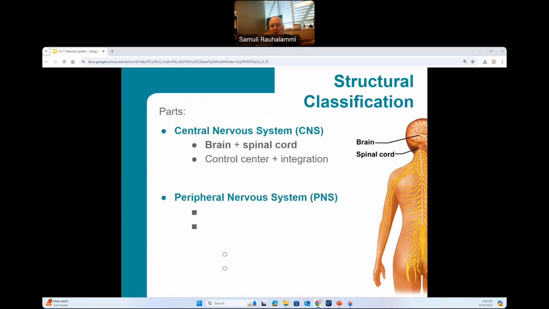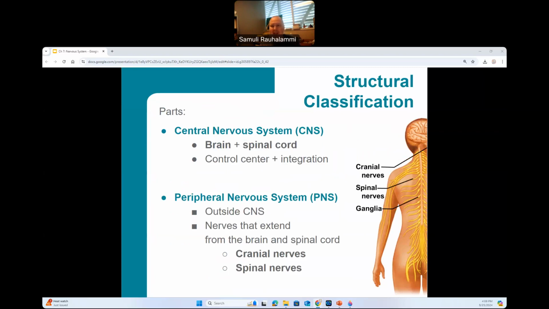The central nervous system is made of the brain and the spinal cord. Together they receive the incoming sensory information, form the control center of the nervous system that performs integration of these nervous signals, and also send out outgoing instructions.